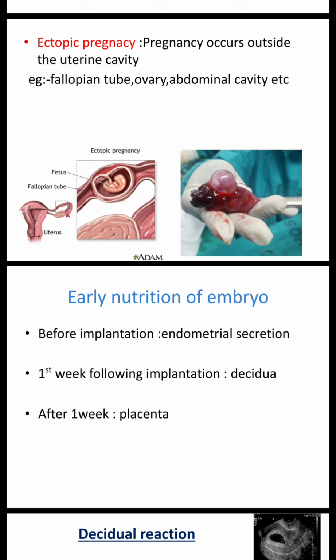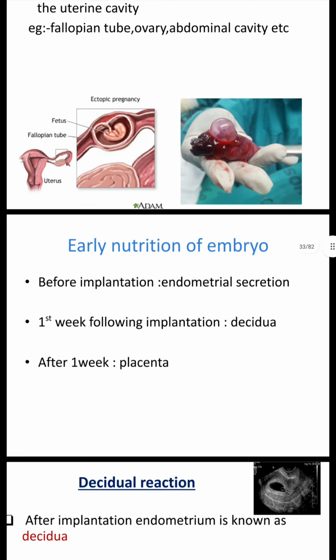So, early nutrition of the embryo. Before implantation, there will be endometrial secretion. In the first week following implantation, the decidua will be supplying the nutrients. After 1 week, only the placenta will be supplying the nutrition. So before implantation, it is endometrial secretion; the first week following implantation, it is the decidua; and after 1 week, it is the placenta.